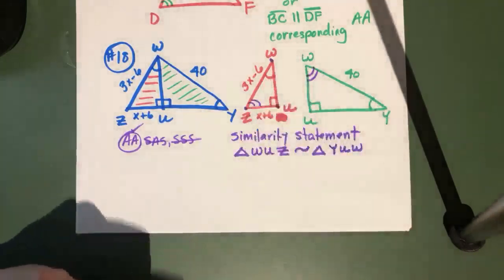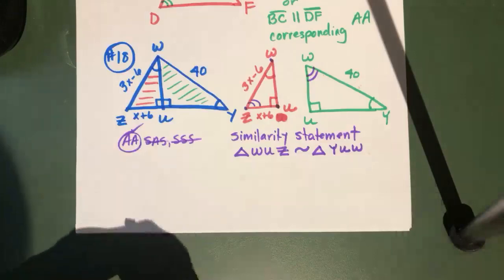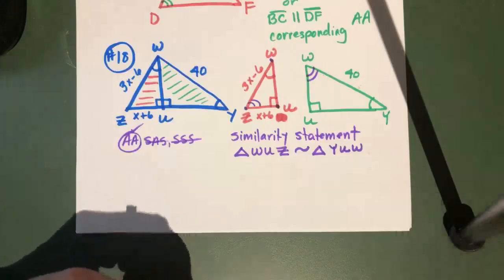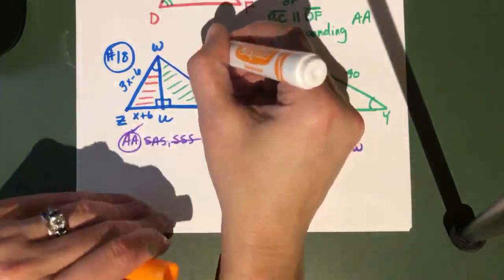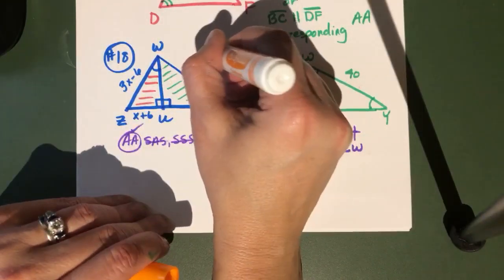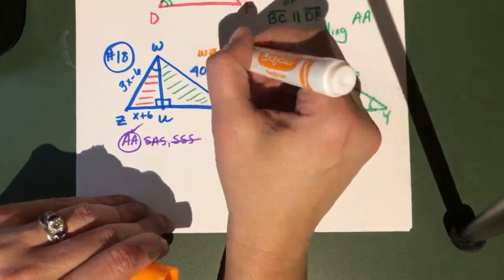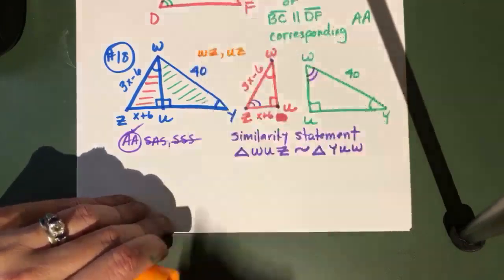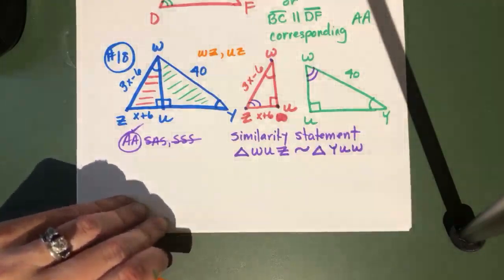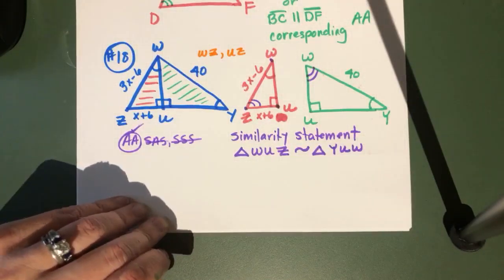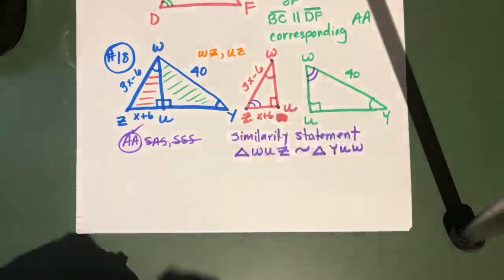Okay? All right. Now that we've got that established, in the book, they want you to find the lengths. They want you to find the distance from W to Z and the distance from U to Z. Okay? So in order to do that, we have to set up some proportions. Okay? All right. Look at the pictures that I drew.